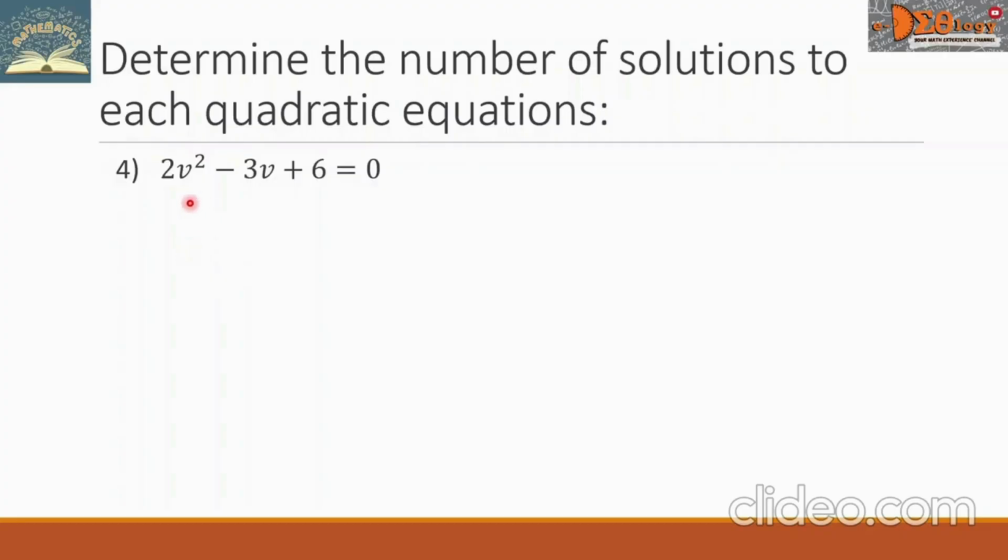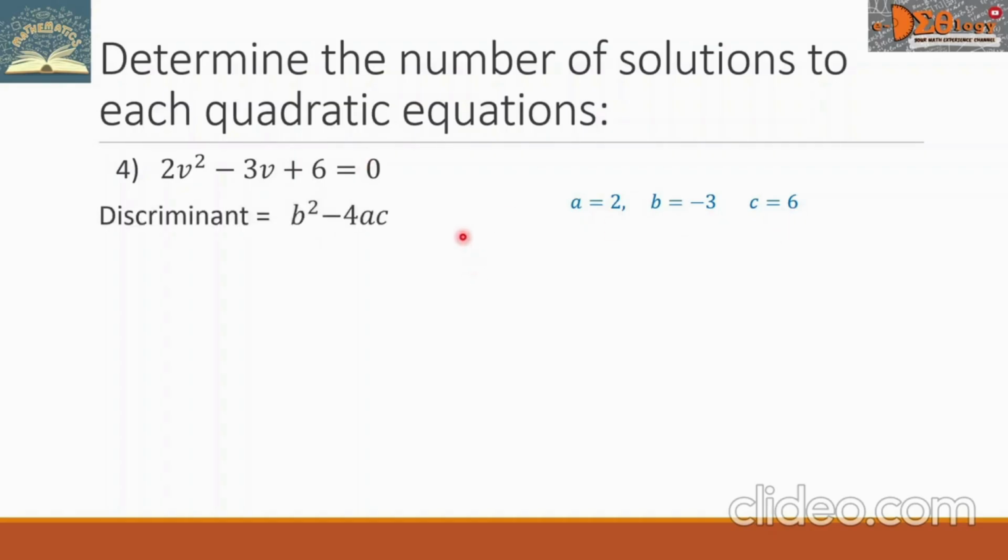Example 4. The equation is 2v squared minus 3v plus 6 equals 0. Notice that the right side equals 0. So this is in standard form. That means we can collect the values a, b, and c respectively. The a is the coefficient of v squared. So we write a equals 2. B is the coefficient of this middle term, so negative 3. And the c is the constant 6.